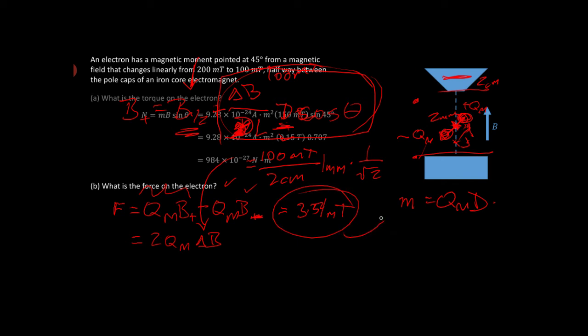And then we're going to use that with this over here. So we have to use this to find QM, which is going to be the magnetic moment over the distance. The magnetic moment we already said was 9.28 times 10 to the minus 27, or 24, right?